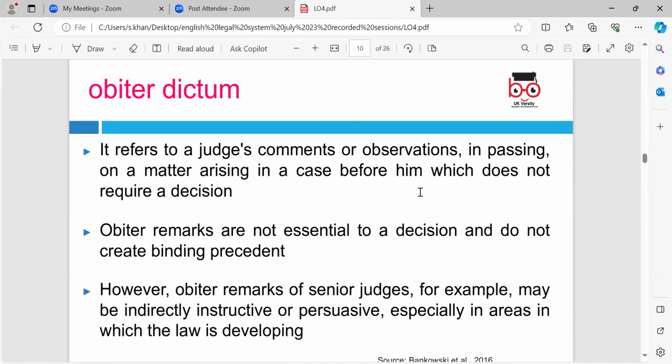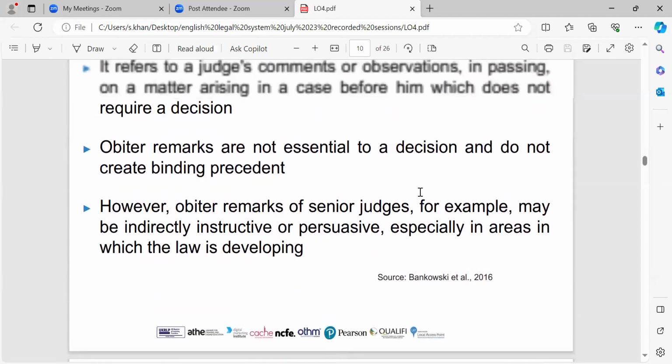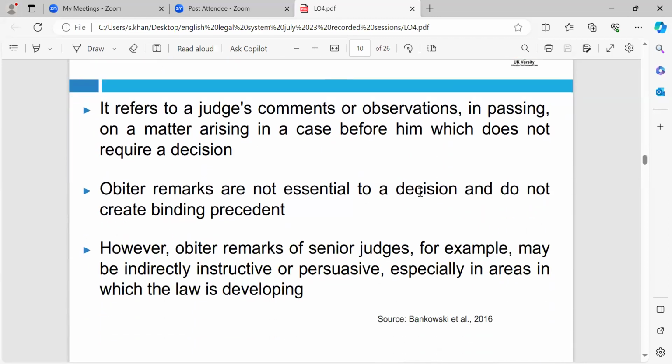Now we're going to look at obiter dictum. It refers to a judge's comments or observations in passing on a matter arising in a case before him which does not require a decision. Obiter dictum remarks are not essential to a decision and do not create binding precedent. However, obiter remarks of senior judges, for example, may be indirectly instructive or persuasive, especially in areas in which the law is developing.